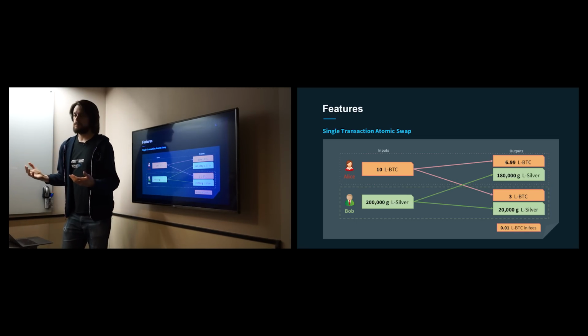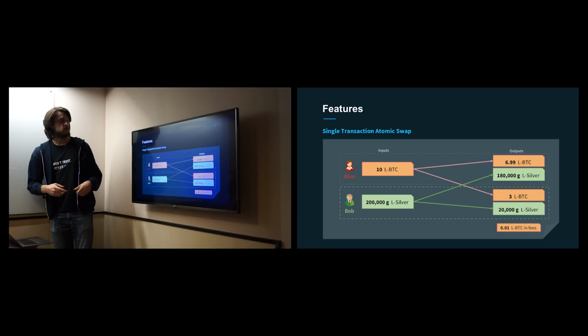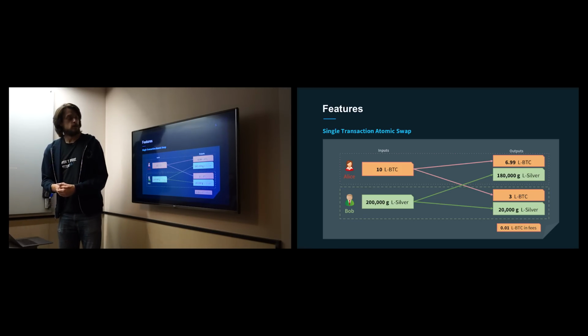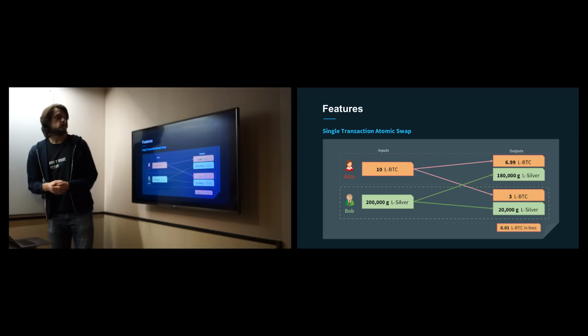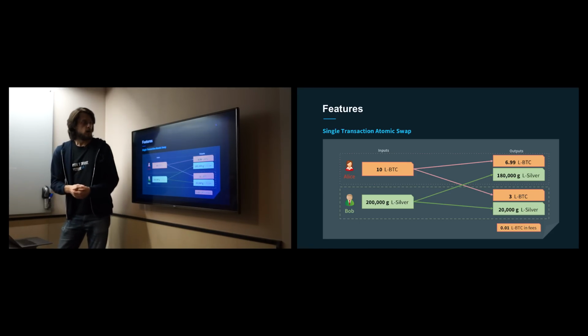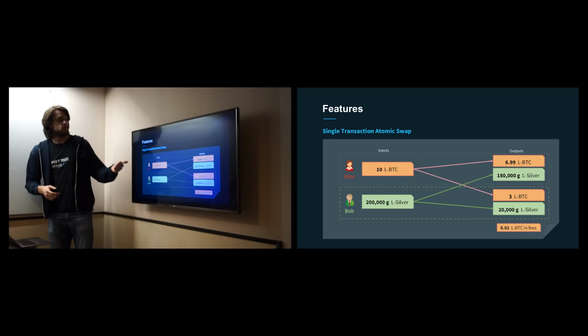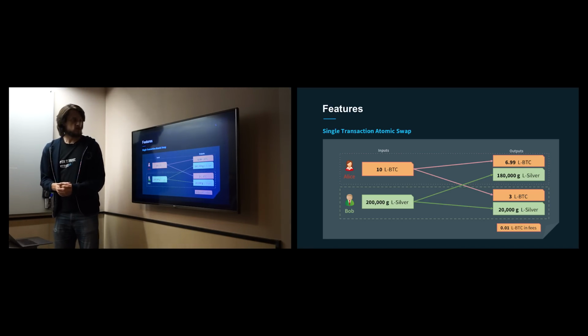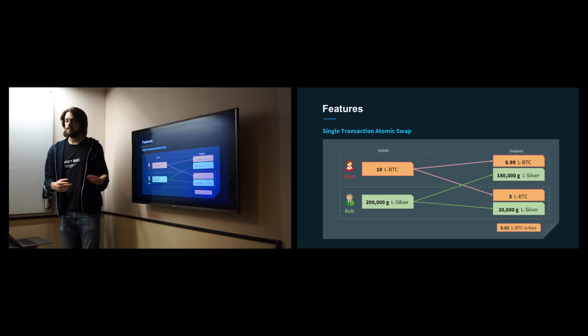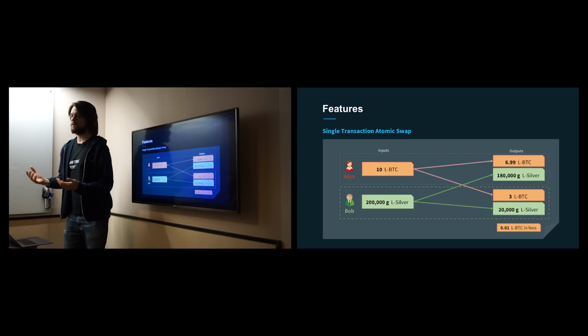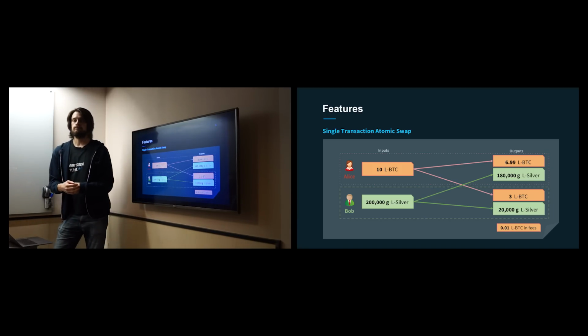And you can do this. All you have to do is set up a transaction. Let's say Alice is going to buy 180,000 grams of liquid silver from Bob. They can set up this transaction where Alice is putting in the liquid Bitcoin, Bob is putting in the liquid silver, and this transaction will either get confirmed or not in the Liquid network. Once they get both signatures, it goes out and done.